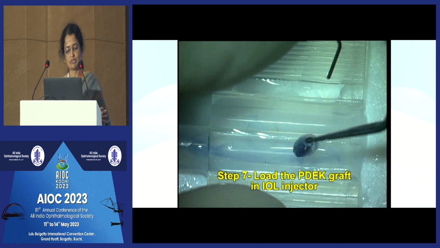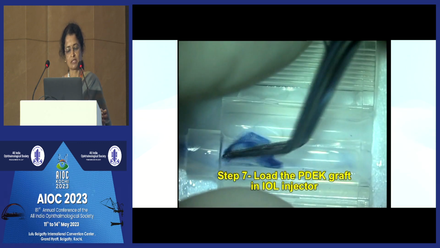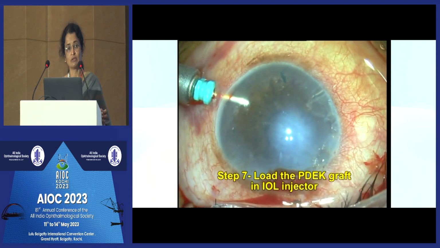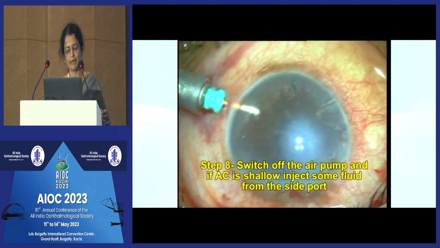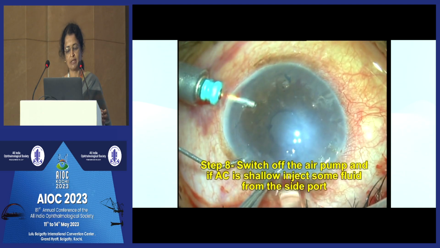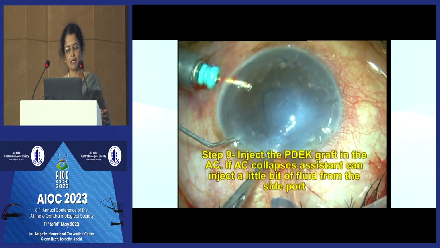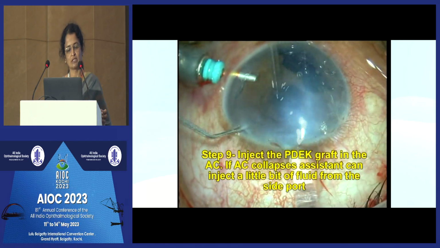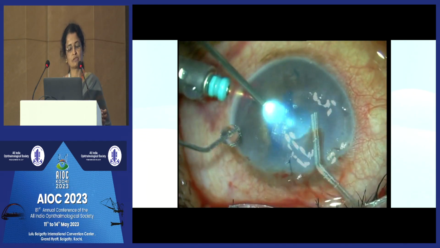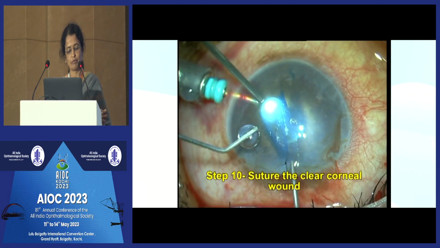This is a graft being loaded into the injector with a preservative media, and then once you load the graft into the injector, you switch off the air pump so that only saline is in the anterior chamber, and then you inject your graft into the anterior chamber. Once your graft is in the anterior chamber, you have to suture your main wound. That is the first thing you have to do, because if you don't suture your main wound, the graft can egress from your main wound.